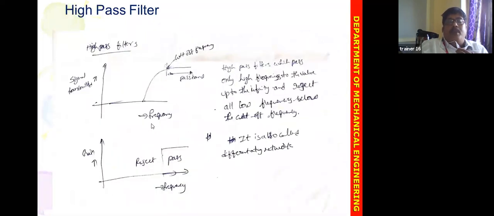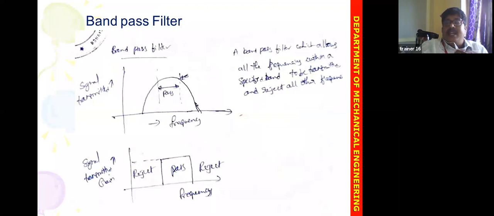If you see in the high pass filter, only the frequencies from a signal above the cutoff frequency will be permitted, and all the remaining low frequencies from a signal are eliminated. In the band pass, only a certain range of frequencies are permitted, and the other remaining range of frequencies will be eliminated. That is called band pass.